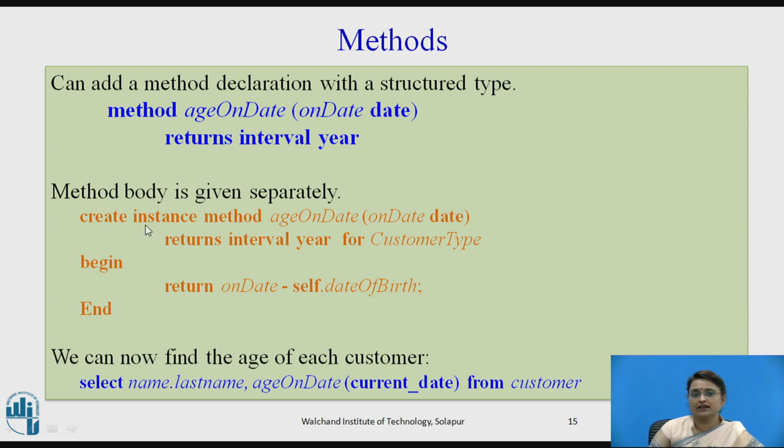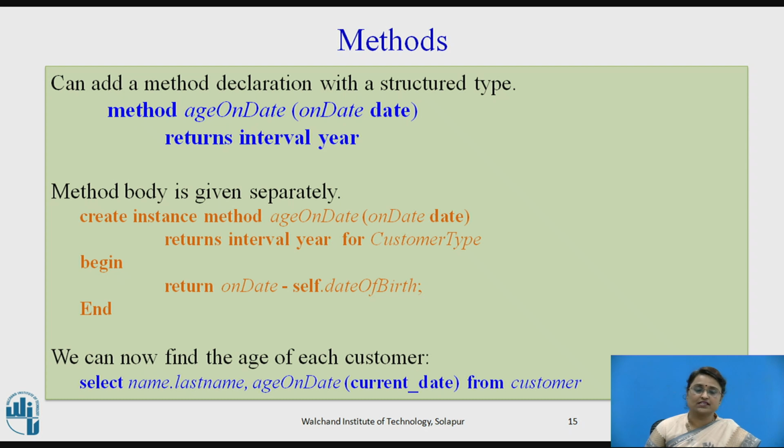The method body is written like this: create instance method age on date, this is the name of my function or method, and what we are passing is on date, and it is returning interval year, for customer type. Why? Because we are applying it for the customer type here. And it returns our current date with the date of birth, so automatically it is returning the year.